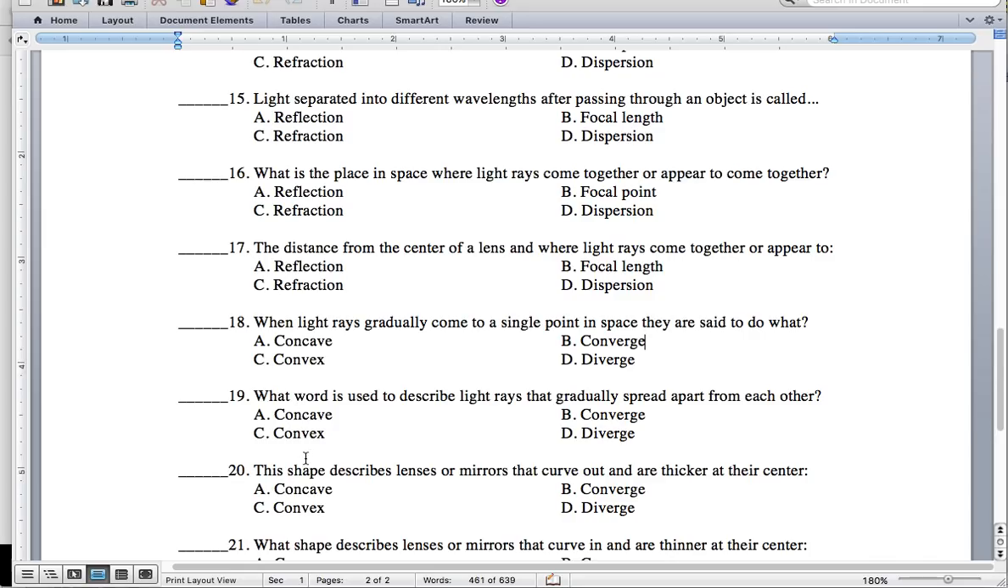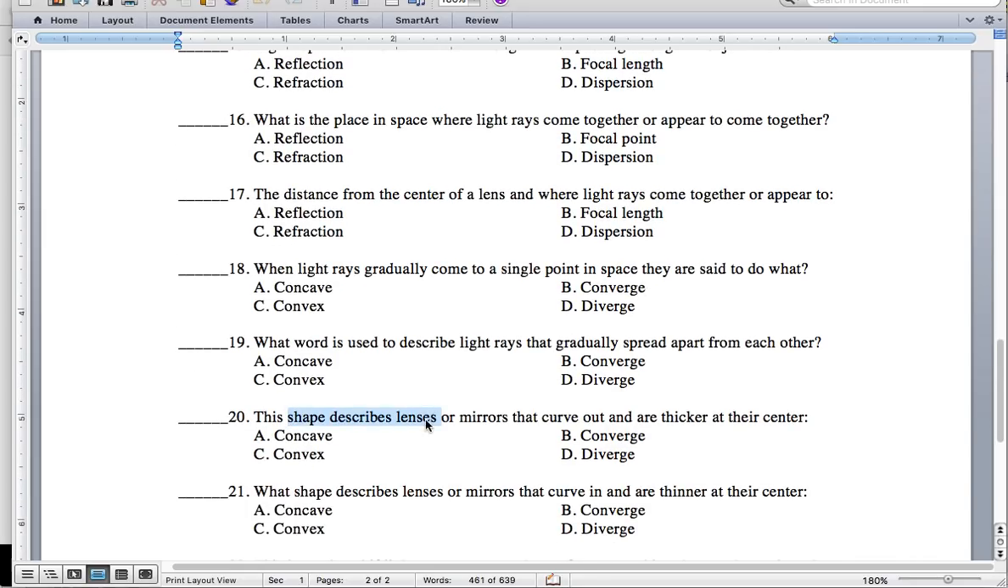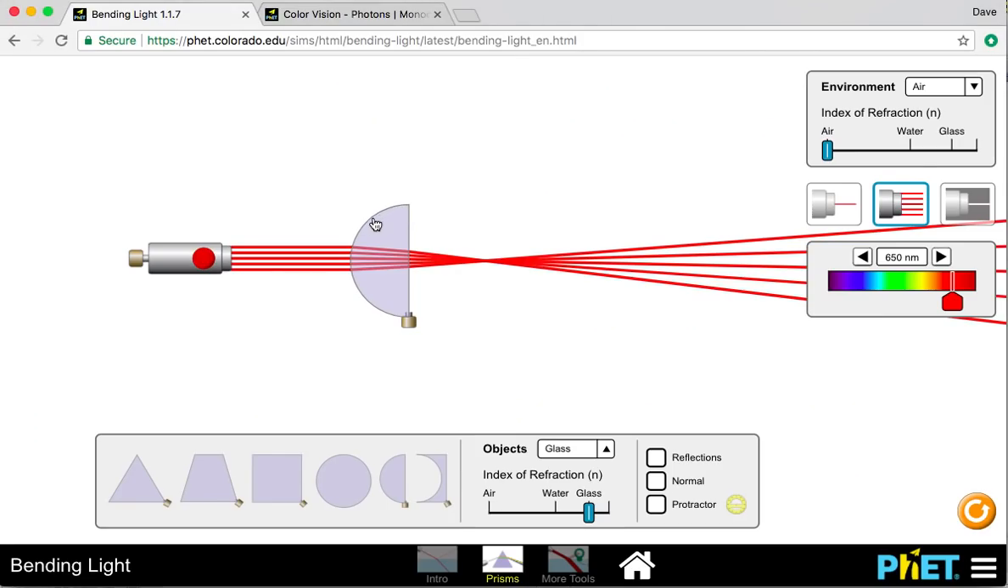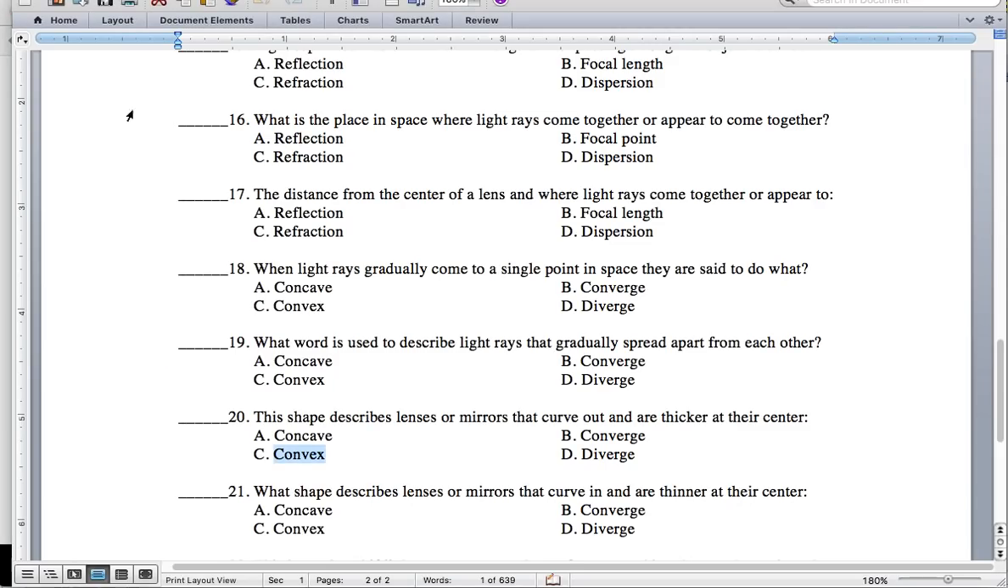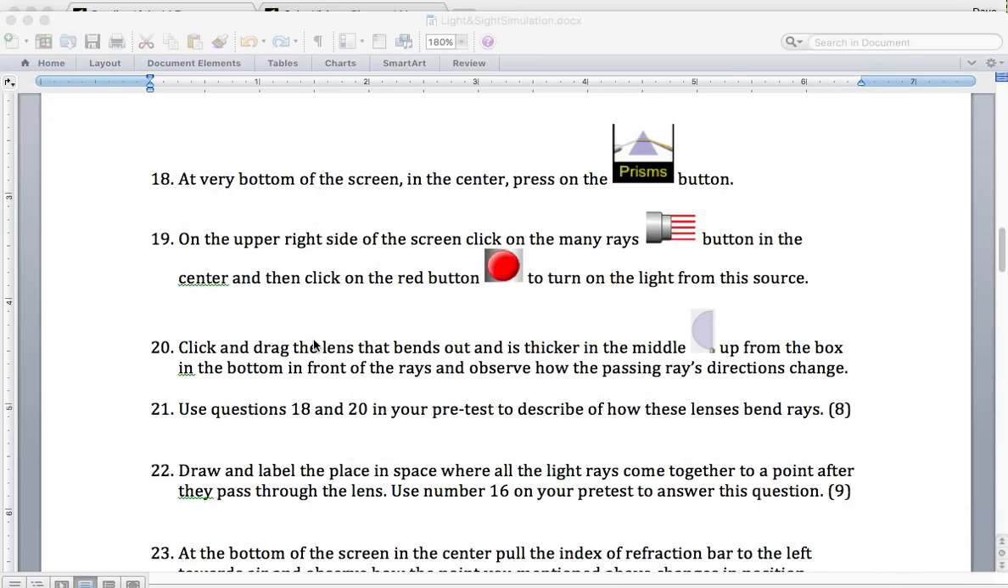And the word that describes the shape of lenses or mirrors that curve out and are thicker at their center is convex. So this right here is a convex lens because it bends out. It's the thickest at its center. And these light rays right here converge, meaning they come together at a single point. So your answer for this one should contain those two words.